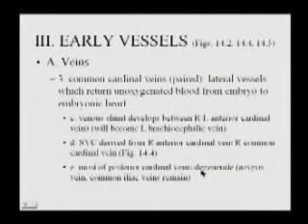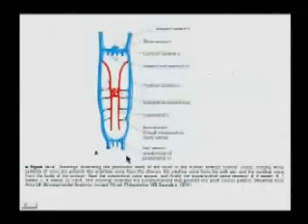So most of the posterior cardinal veins degenerate, but some persist as the azygous vein, draining the posterior thorax and the intercostal venous drainage system from the posterior and lateral aspects. And the common iliac veins remain as well, farther caudally.